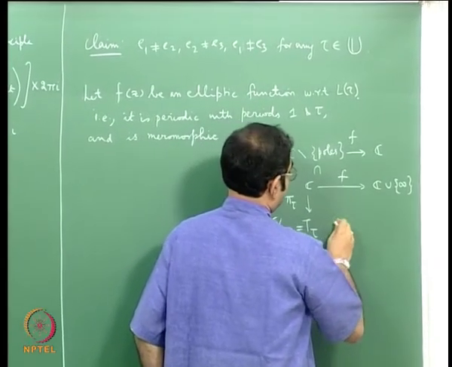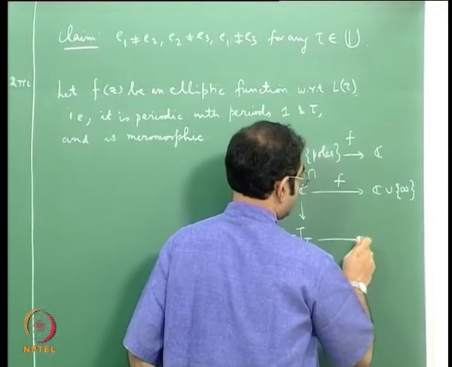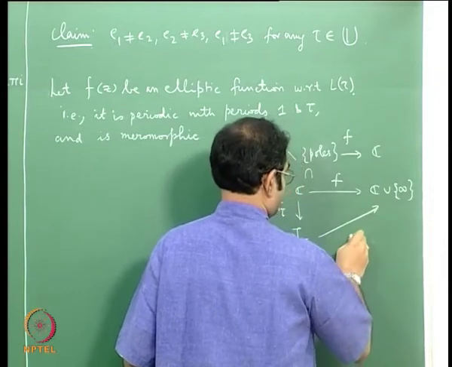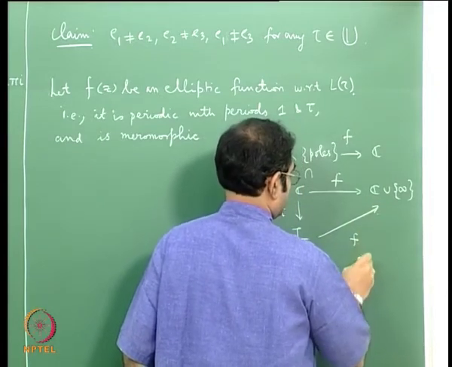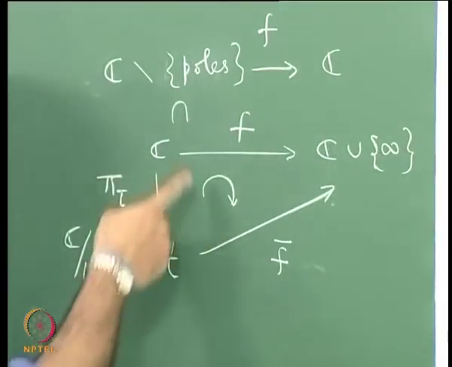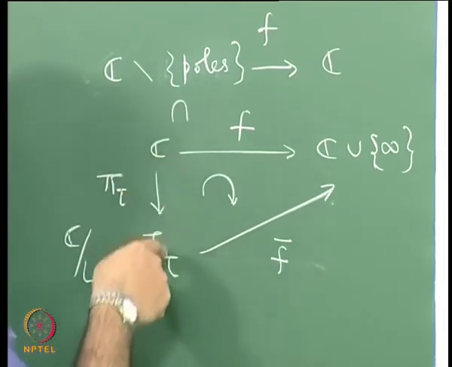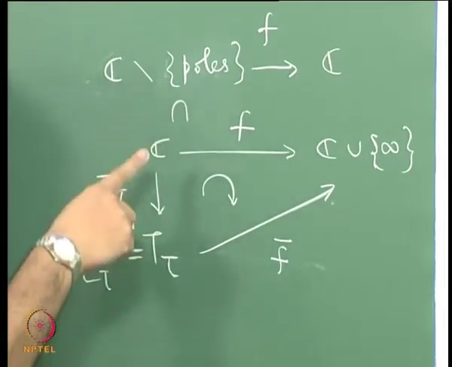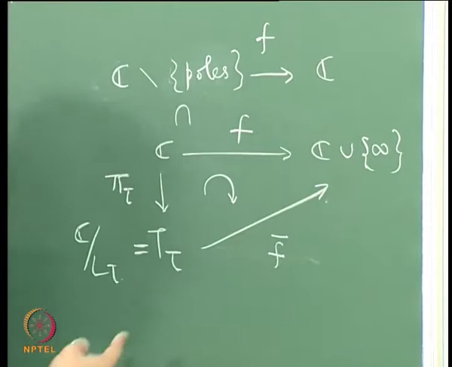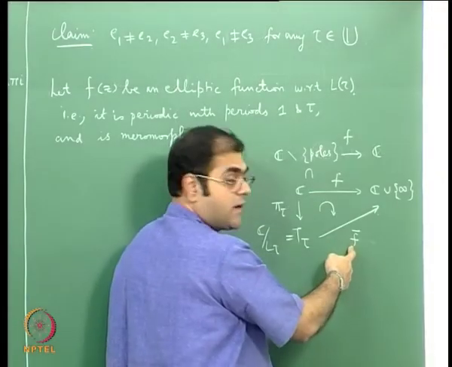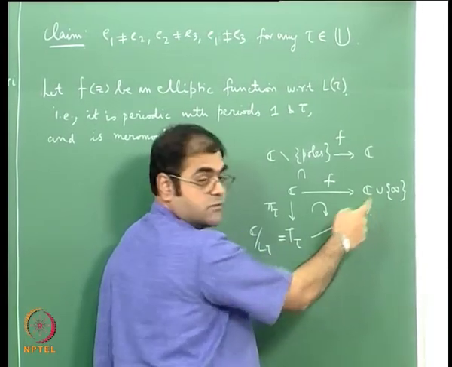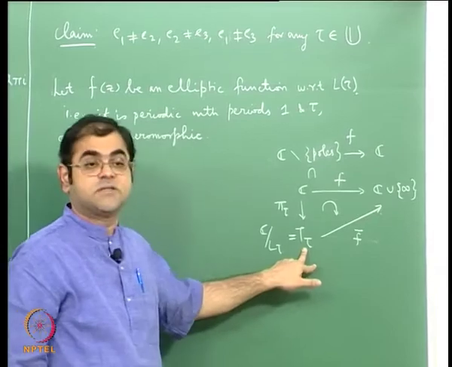And therefore you get a map like this. Maybe I can call this f bar, and this diagram commutes. Because this is a holomorphic universal covering, it is locally biholomorphic, therefore this map is holomorphic. So in other words, what is f bar? f bar is a holomorphic map from this complex torus into C union infinity, in other words a meromorphic function on the torus.